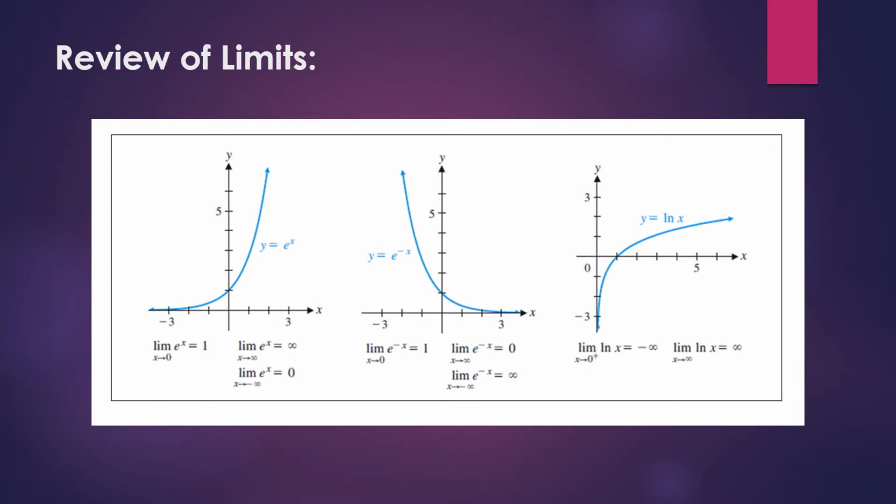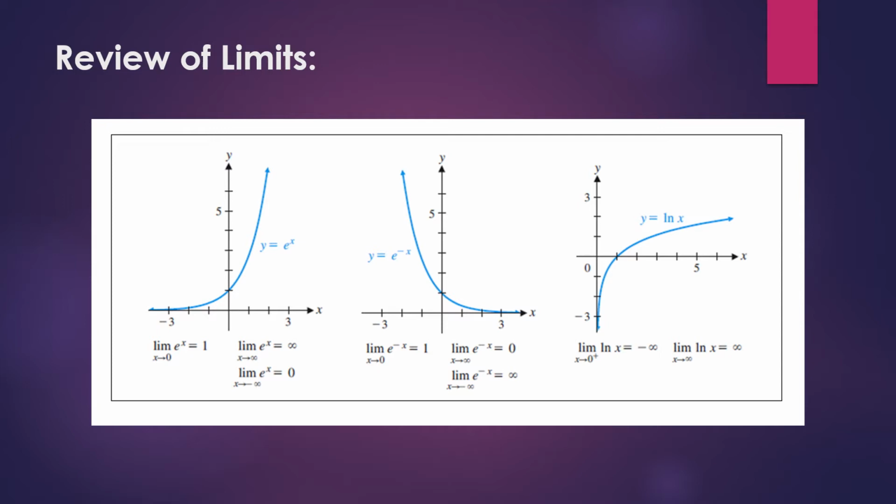A quick review of limits using exponentials and logarithms. Here we have e to the x, e to the negative x, and ln of x. So when we have something to a positive power, like e to the x, we get this exponential curve that's pretty famous. If it's e to the negative x, it gets reflected over the y-axis. And then when we're looking at ln of x, or really any logarithm, it always follows this similar curve here.